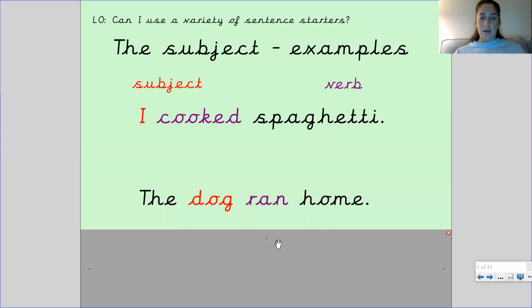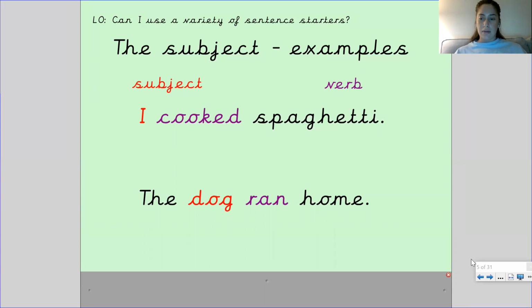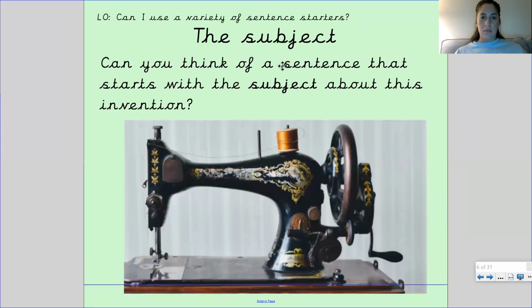Okay, another example is the dog ran home. Again, we've started the sentence with the dog, which is our subject, and the doing word or the action word, ran home.